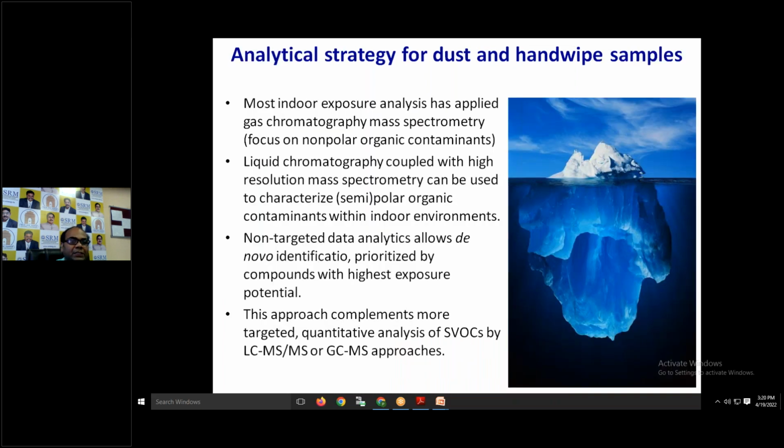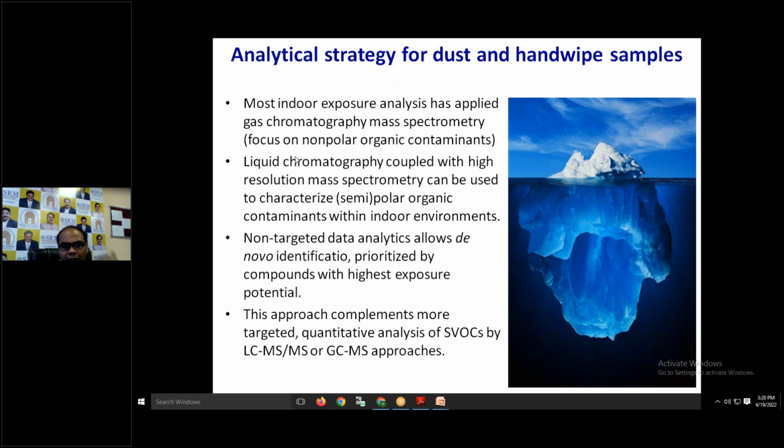This is the main objective of why we are going to study the presence of exposomics. You can see here the analytical strategy for dust and hand wipes. Sometimes we are using hand wipes, and dust also. How to identify their presence means analytical strategies.